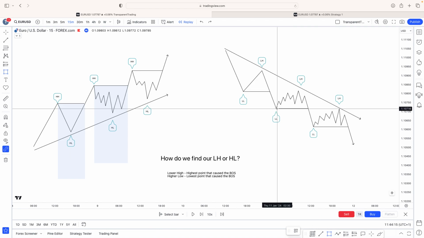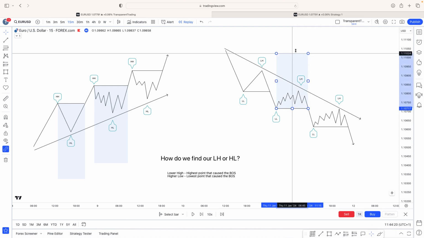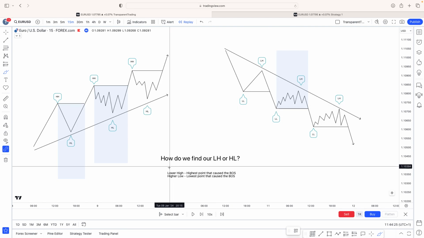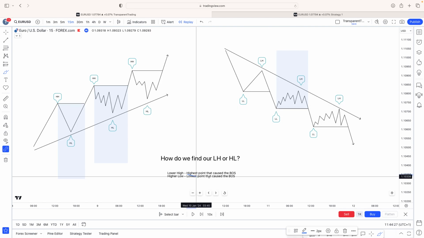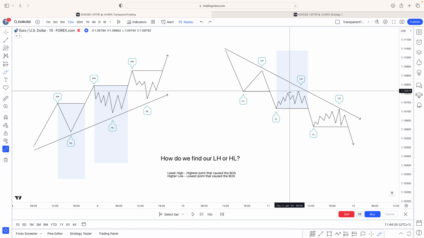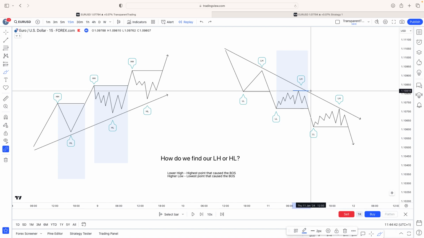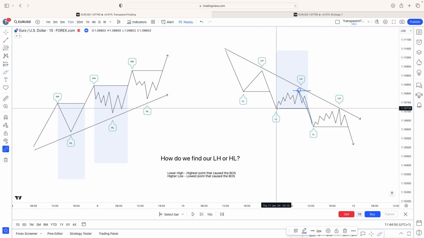Well, we get our rectangle tool and we draw a rectangle across our break of structure line. We then pull up our rectangle, right? And we find the highest point, because the lower high is the highest point that caused the break of structure. So we look for the highest point that price traded at within this rectangle. So some people may map it on here, which is incorrect, right? It's not the highest point at which price traded. This high here is going to be the lower high because it's the highest point that caused that break of structure to the downside.